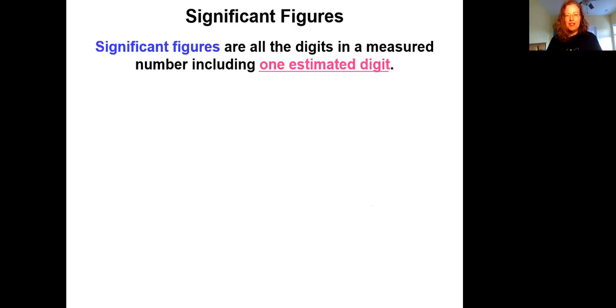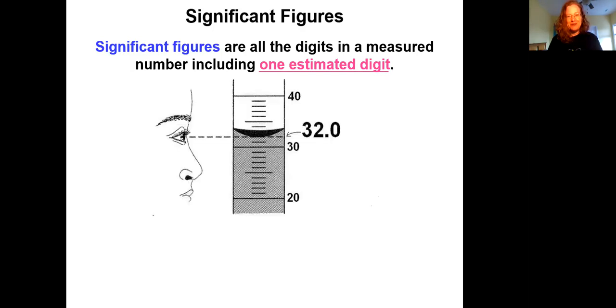Significant figures. These are all the digits in a measured number and one estimated digit. That one where you went back and forth and then decided, nope, I'm going to stick with this value. That's your estimated digit. You only get one, but it's there.